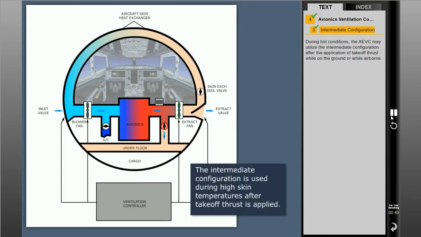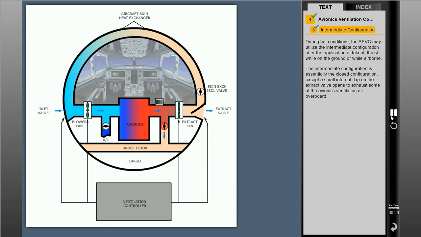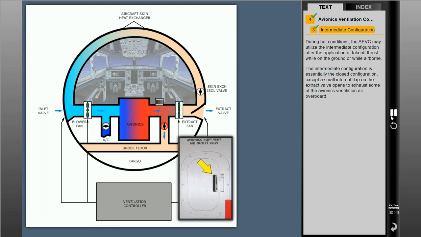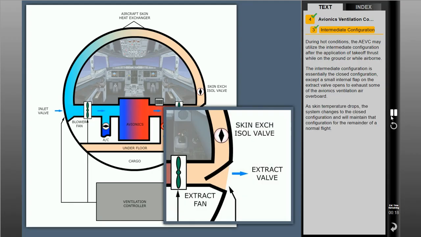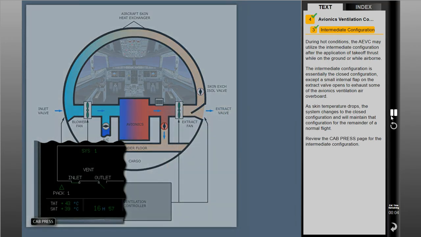During hot conditions, the AEVC may utilize the intermediate configuration after the application of takeoff thrust while on the ground or while airborne. The intermediate configuration is essentially the closed configuration, except a small internal flap on the extract valve opens to exhaust some of the avionics ventilation air overboard. As skin temperature drops, the system changes to the closed configuration and will maintain that configuration for the remainder of a normal flight. Review the cabin pressurization page for the intermediate configuration.